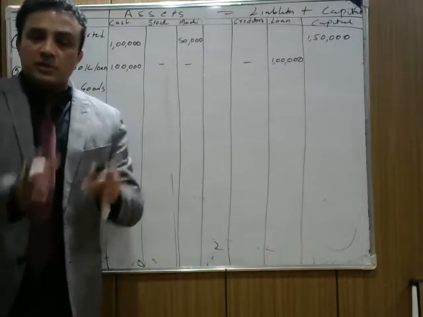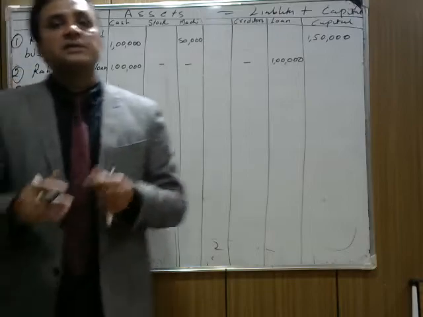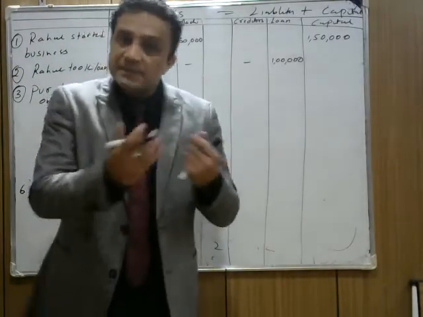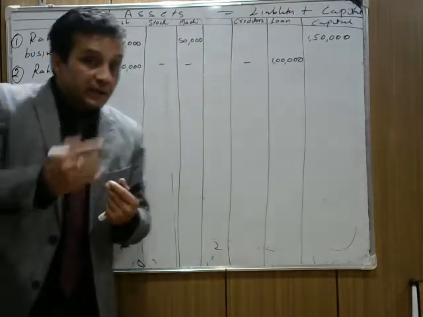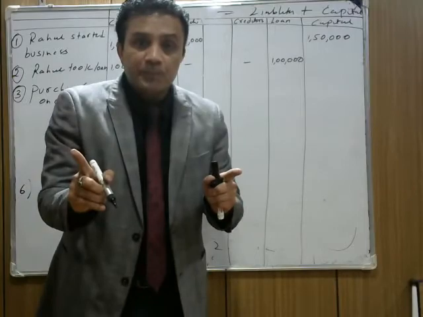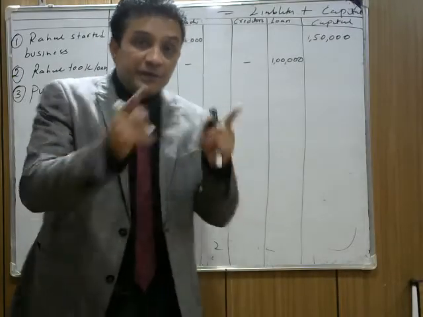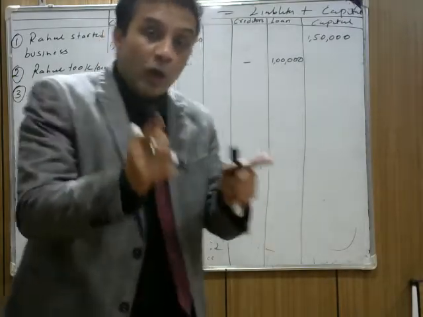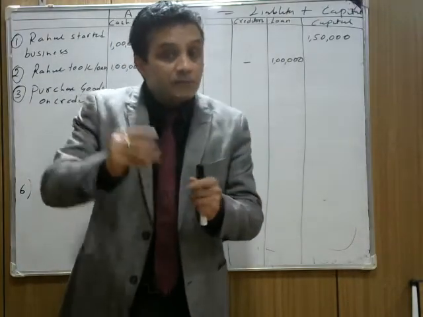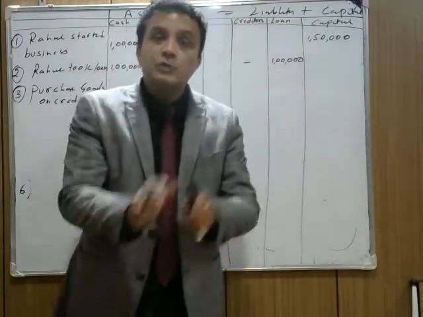You purchase goods on credit. Now when you purchase goods on credit, what happens? The business gets goods, the business gets stock. Okay, the business gets stock, but you purchase goods on credit. तो हम पे कैश तो गया नहीं, क्योंकि हमने उधार में खरीदा है. We purchase goods on credit, so our liability also increases. Our creditor increases. Why? Because we have to pay.